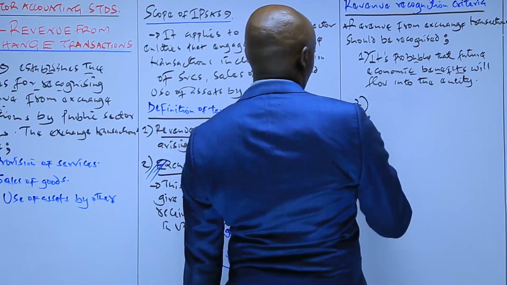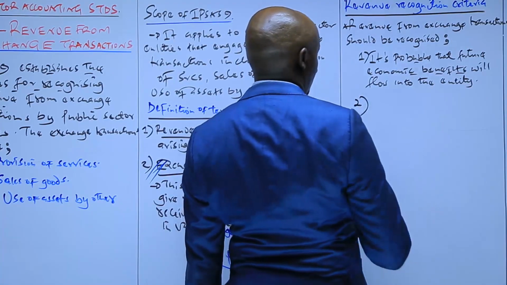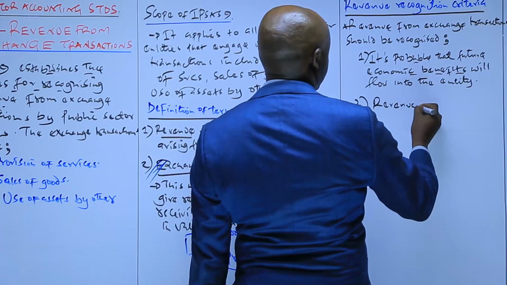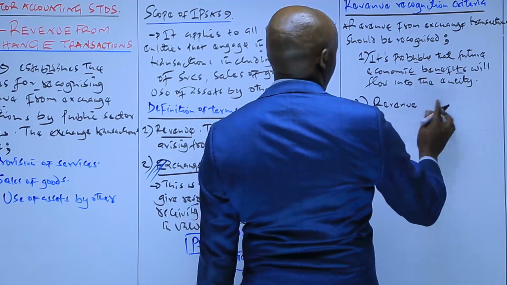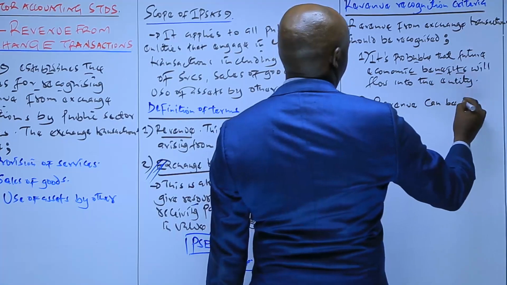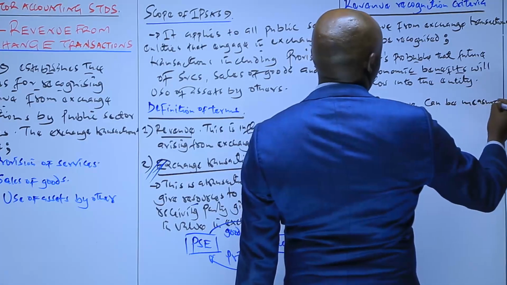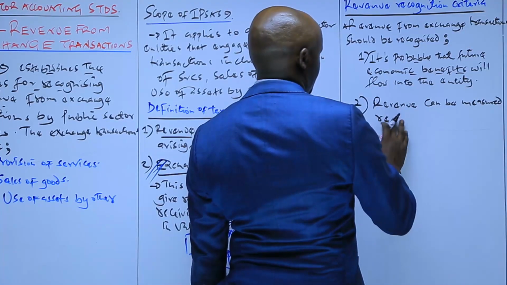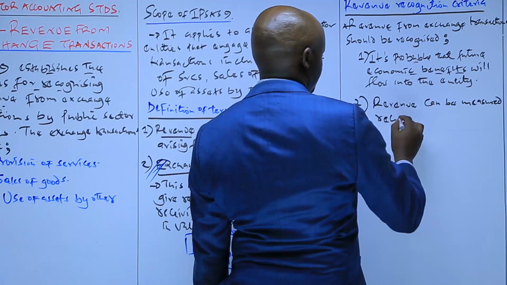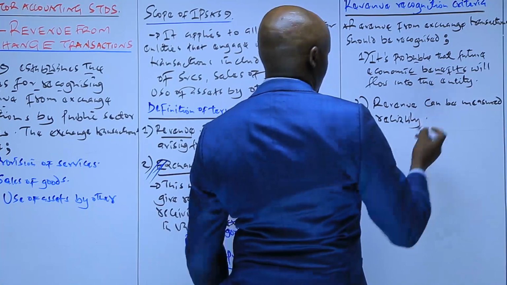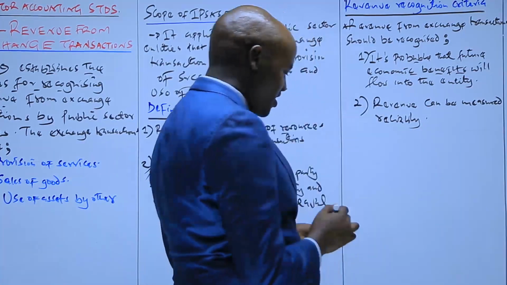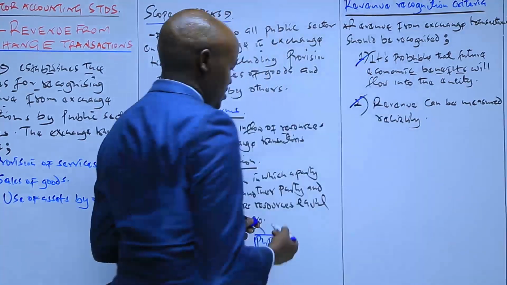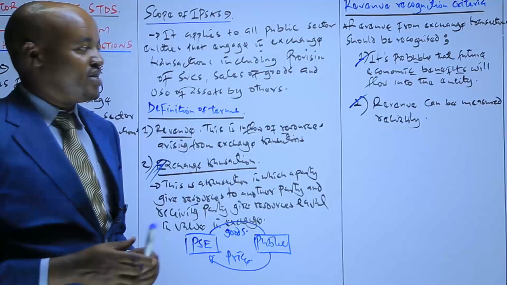Number two, or the other criterion for recognizing revenue, is that revenue can be measured reliably. So if those two criteria are met, then we are saying that revenue from exchange transactions must be recognized.